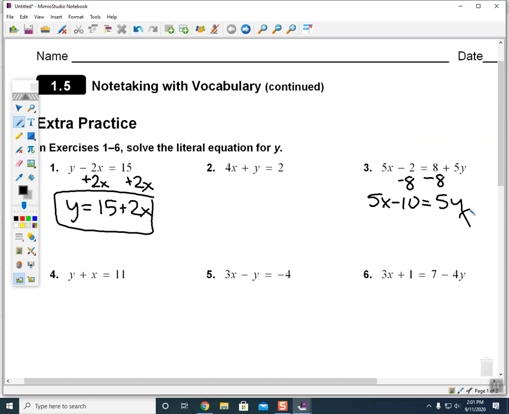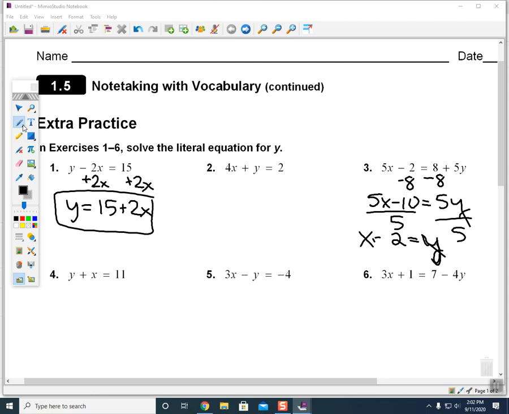That's it. Now what? I got one more step. What do I gotta do? Divide by 5. Thanks, Allison. Divide by 5. Alright. So 5 divided by 5 is 1. So I've just got x. Negative 10 divided by 5. Positive or negative? Negative 2. So x minus 2 equals y. This says x minus 2 equals y. And we're done. That's it.